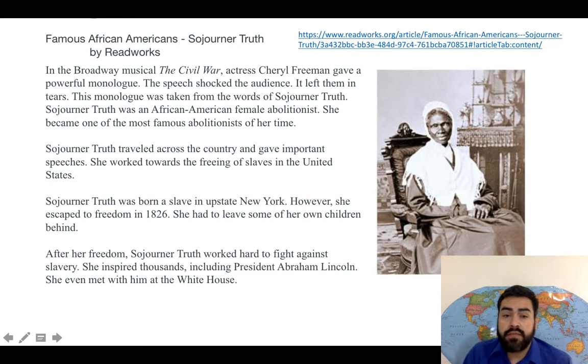After her freedom, Sojourner Truth worked hard to fight against slavery. She inspired thousands, including President Abraham Lincoln. She even met with him at the White House. So Abraham Lincoln is the president that we credit for abolishing slavery, for ending slavery, because he was the president who said we are ending slavery. And he was a leader during the Civil War of the northern states, of the states who were against slavery.